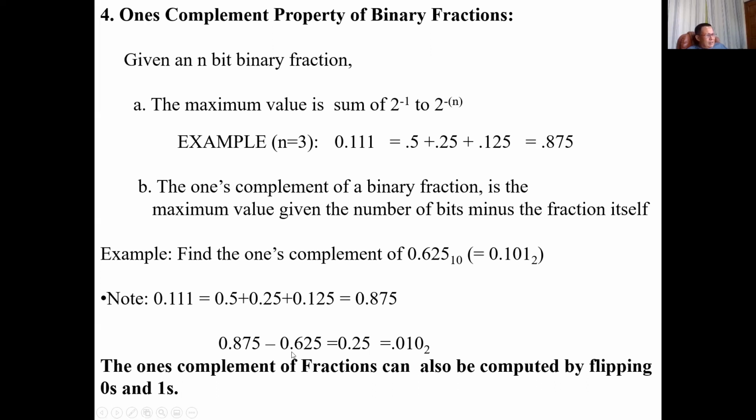0.875 minus 0.625 is 0.25. Right? It's 0.010. This is 0.25. Remember that 0.625 is 0.101. So the ones complement of fractions can also be computed by flipping zeros and ones.